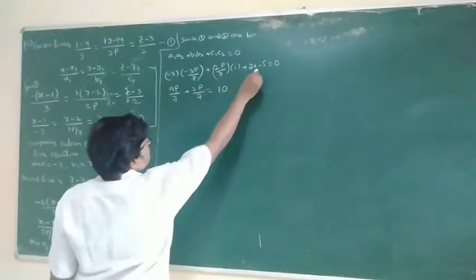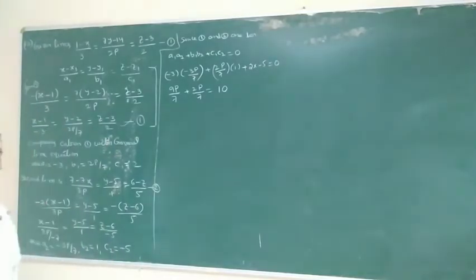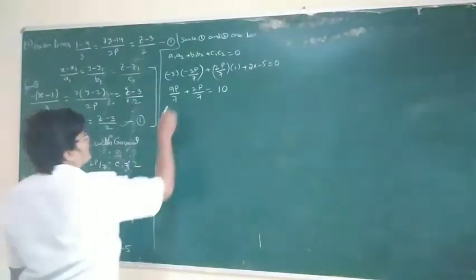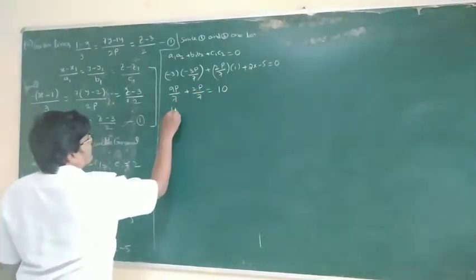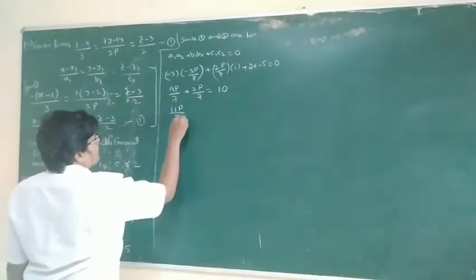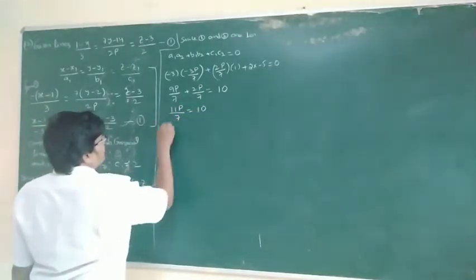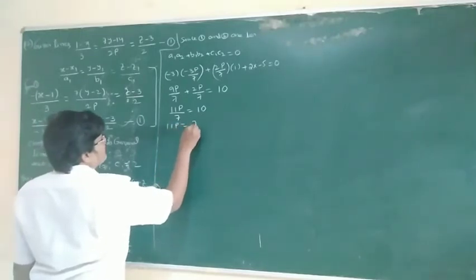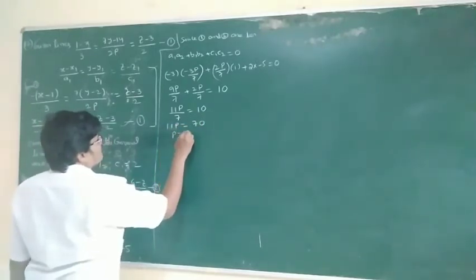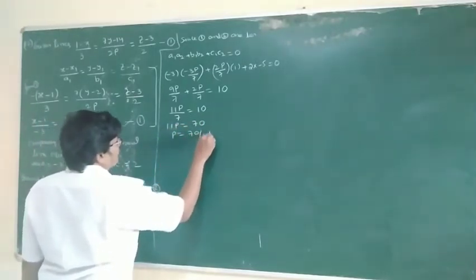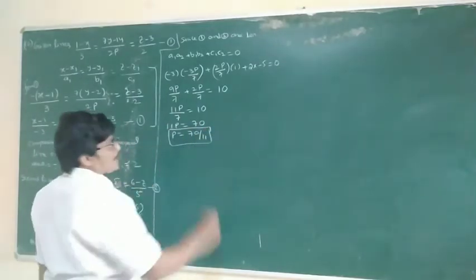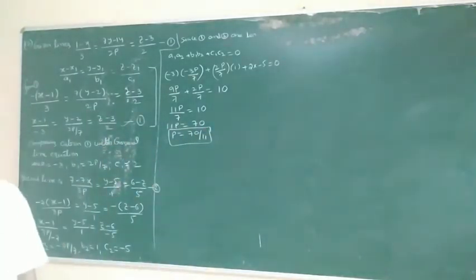This is 2 into minus 5 is equal to minus 10, equal to 10. So 9p plus 2p, 11p. 11p by 7 is equal to 10. 11p is equal to 70. P is equal to 70 by 11. Okay, clear?